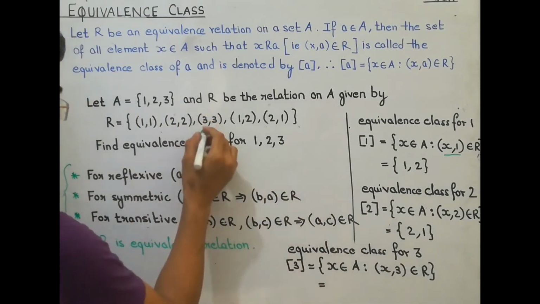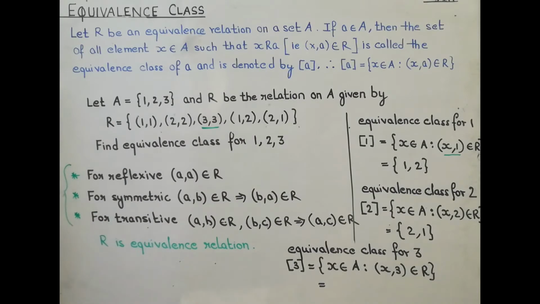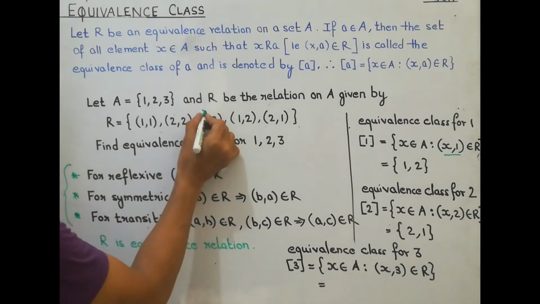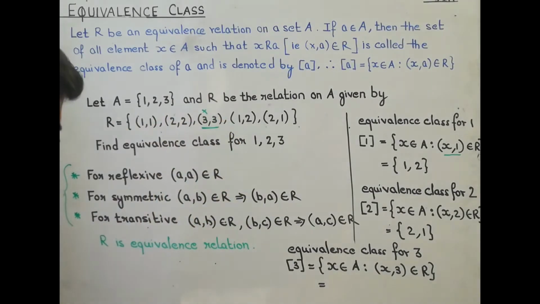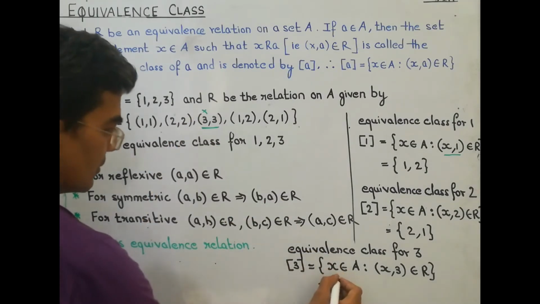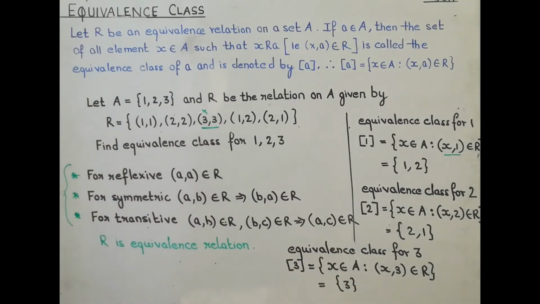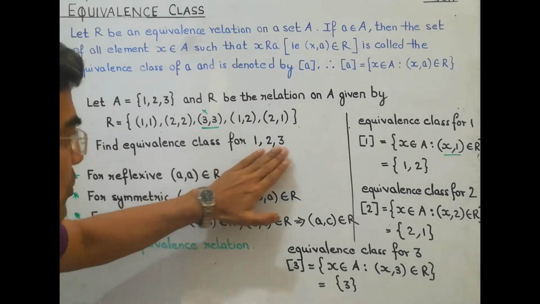Second element is 3. So we have only one ordered pair here. So here you have this as x and this as 3. So you have to only write the set of x here. So this is the equivalence class for 3. Hope this is clear to you all, how to write the equivalence class if the relation is written in the roster form. So here the relation was written in the roster form and you were asked to write the equivalence class for 1, 2 and 3.